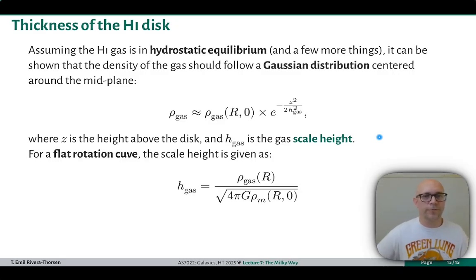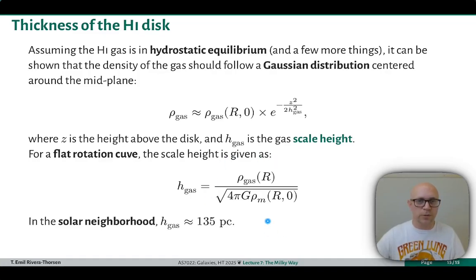If we assume a flat rotation curve, this simplifies, of course, a bit, and we can get the scale height as this formula that we see here. And in the solar neighborhood, that scale height is about 135 parsec.